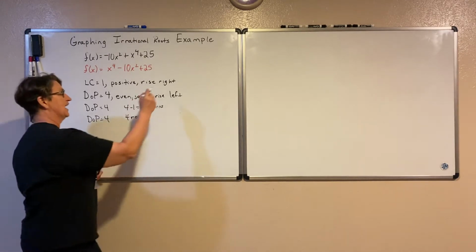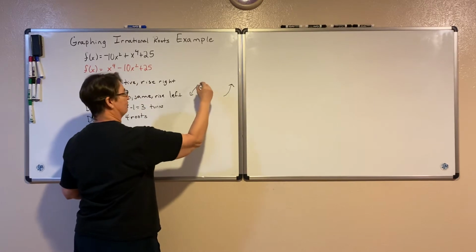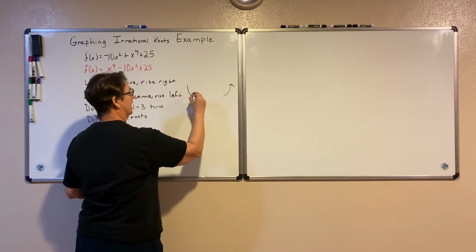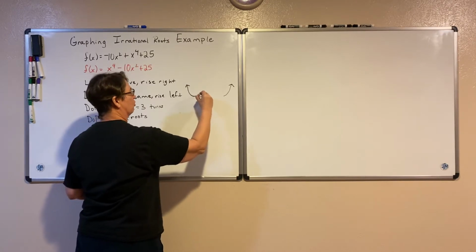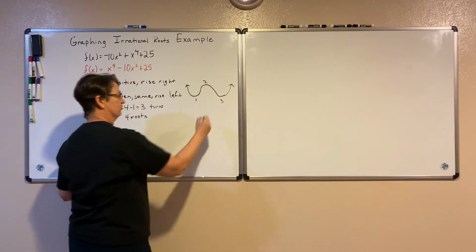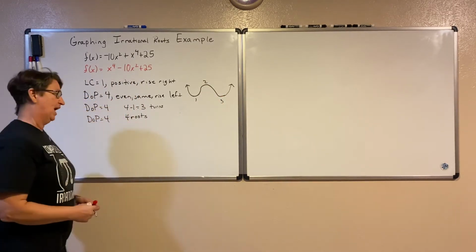Then we can give a sketch where it rises on the right, it falls on the left, and we have 3 turns. So, no, it rises on the left, sorry, and it has 3 turns. So 1, 2, 3 turns. In the end, I should expect my polynomial to look something like that.